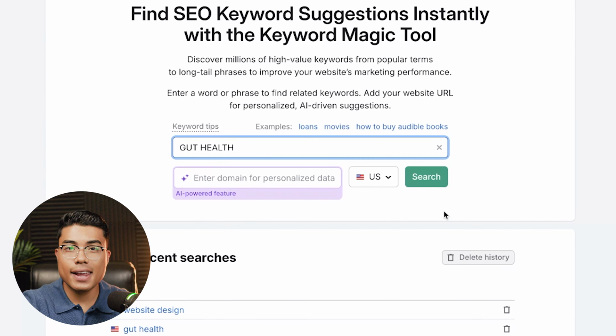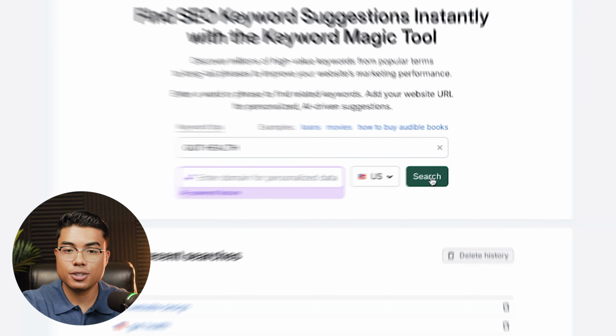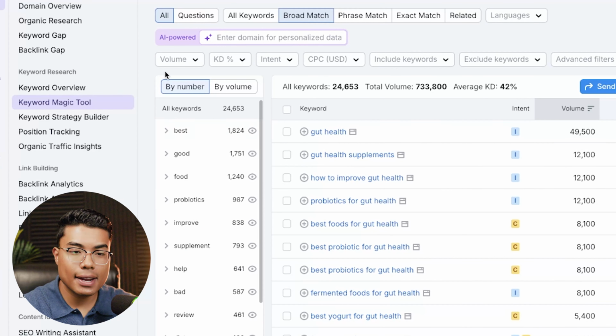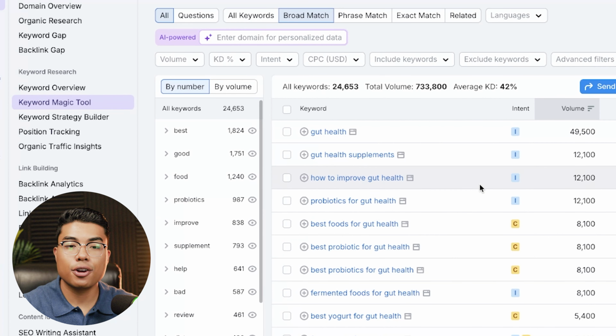All right, once you enter your keyword, you can press search. As you can see, once you press search, Semrush will generate thousands of keywords for you related to that seed keyword that you inputted. On the left-hand side, you're going to see keywords grouped into topics, okay? And then if you look right here in the middle, you're going to see a full list of all the keywords.